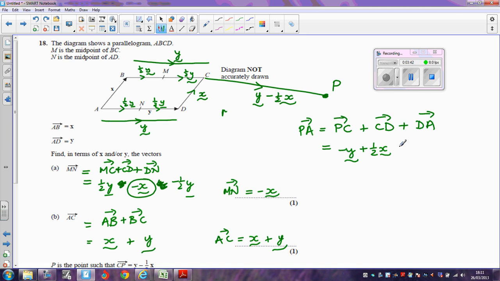So that's PC. Now I'm going to add CD. Well, CD is minus x. So let's just make that minus x. And then DA is this one, which is minus y. So let's have a look at what we've got all together. If I collect the x's together, I've got half x minus x. Well, if I do half take away 1, that becomes minus a half x. And then I've got minus y take away another y, which is minus 2y. So that's the vector PA.